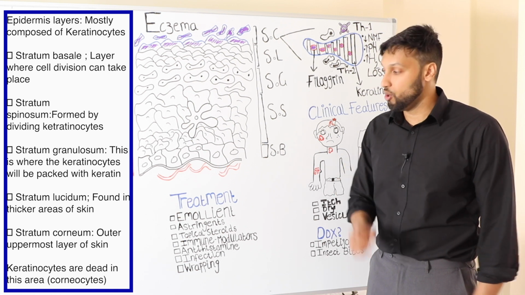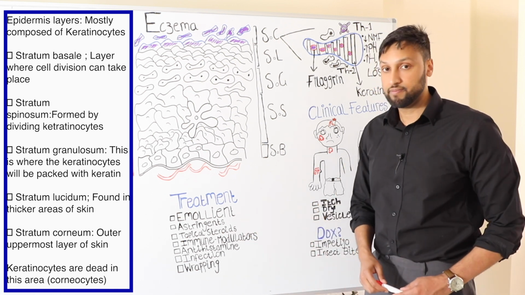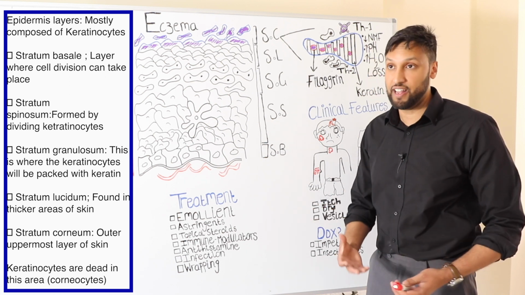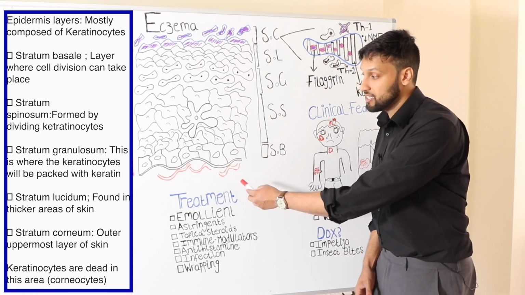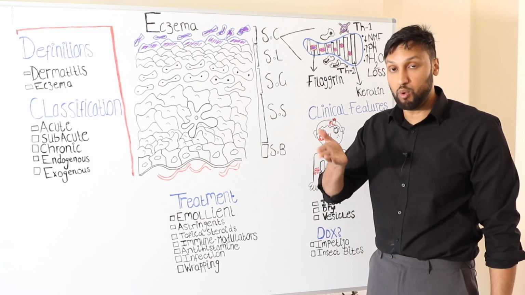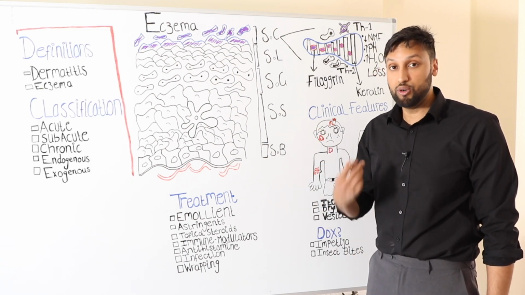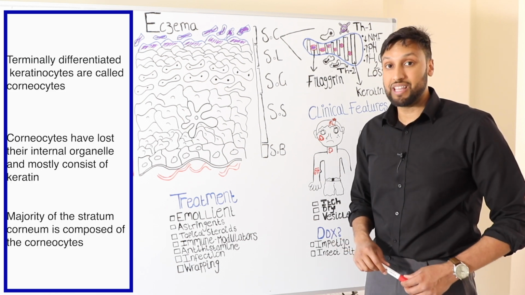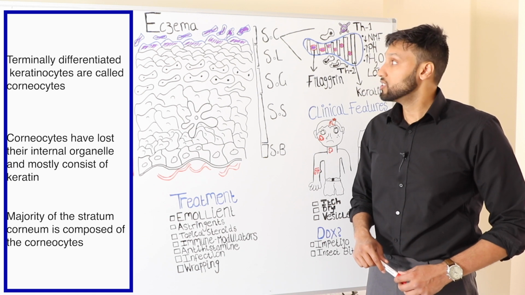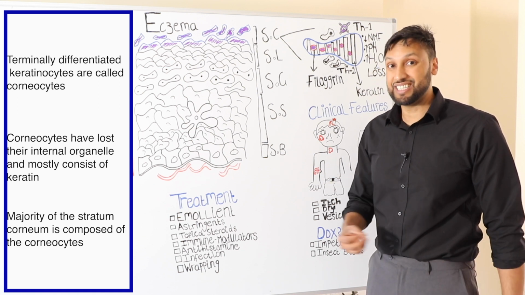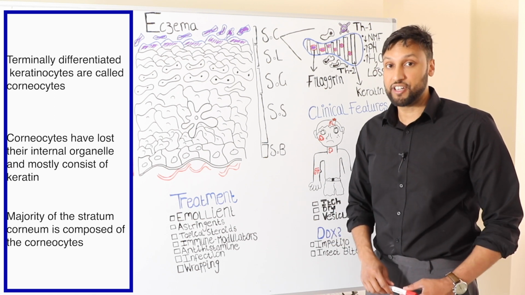What is important to note is the layers at the bottom, the stratum basale, stratum spinosum, are actually active layers because they're closest to the blood supply or the source of energy. As you start to migrate upwards, the cells die, lose their organelles, and are no longer living, and we call them corneocytes. So the stratum corneum actually consists of corneocytes, that is dead keratinocytes.